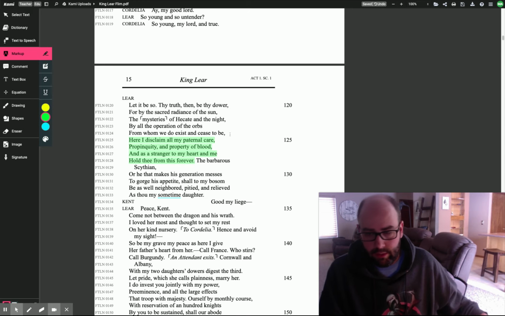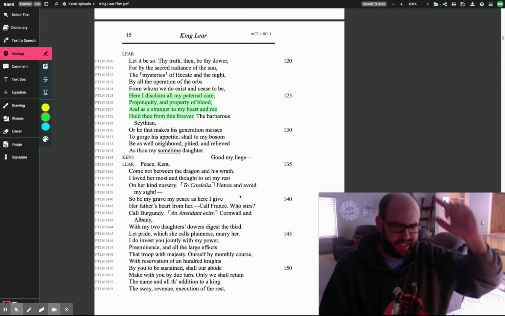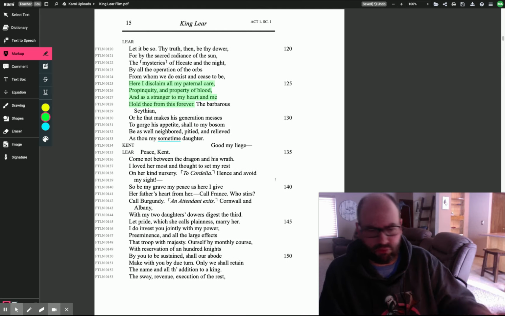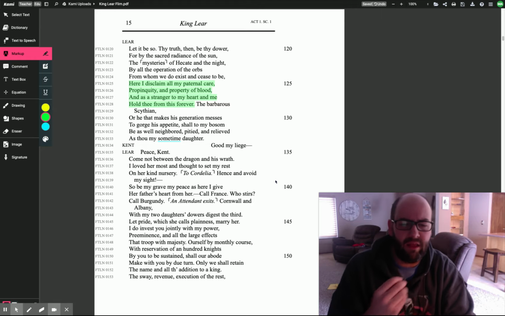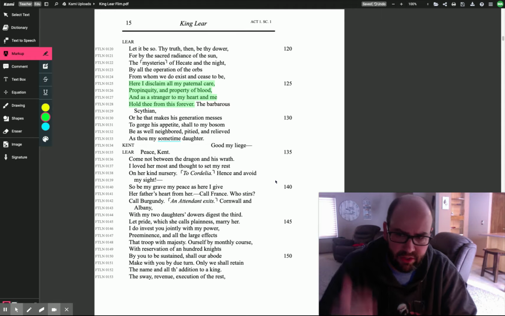You're done. So Kent comes up and puts his arm, good my liege. Peace, Kent, come not between the dragon and his wrath. I loved her most and thought to set my rest on her kind nursery.